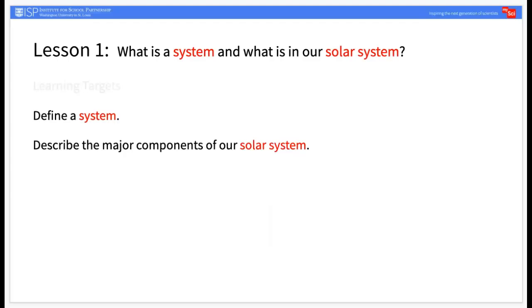By the end of this lesson, students will have defined a system and described the major components of our solar system.